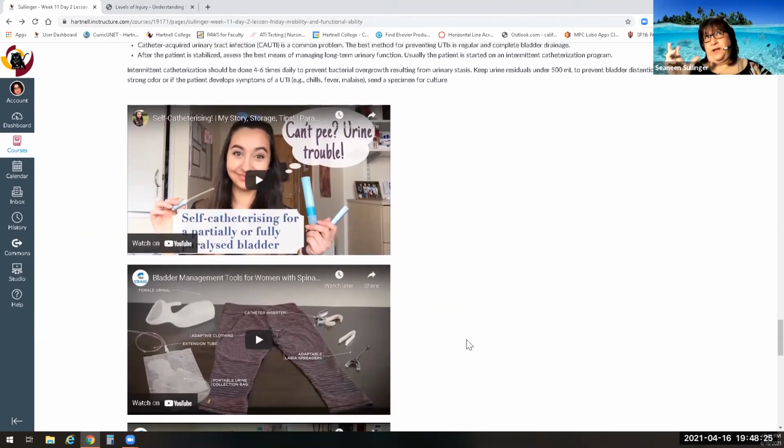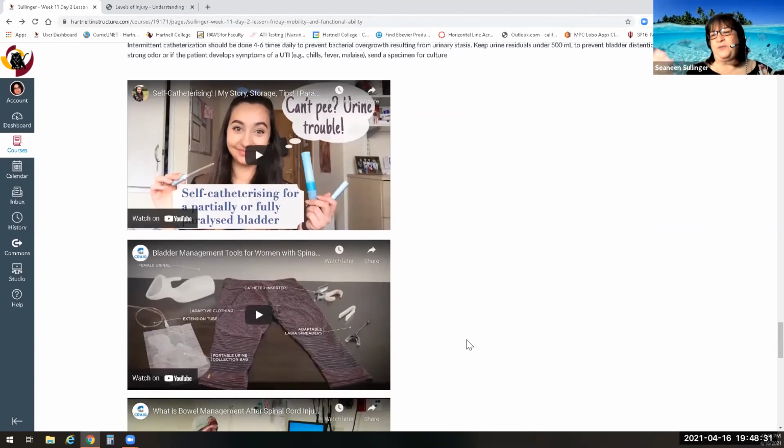And also it's a really cool catheter tool. It's not just like a regular catheter. You'll love it. It's cute. If catheterizing can be cute, this is it.